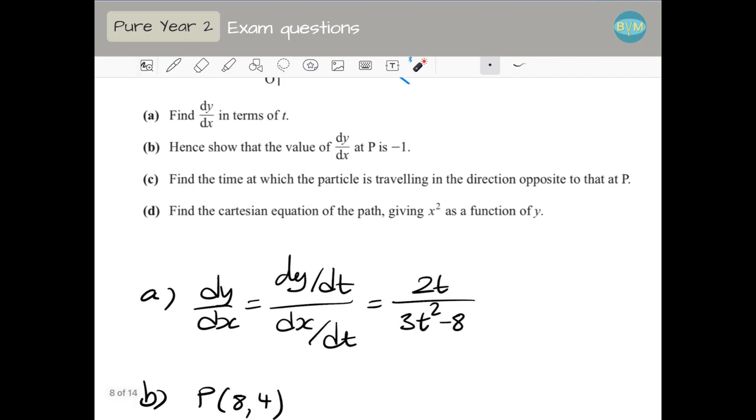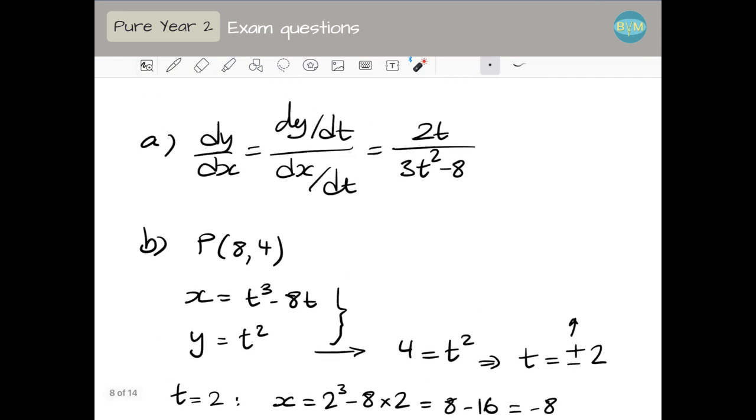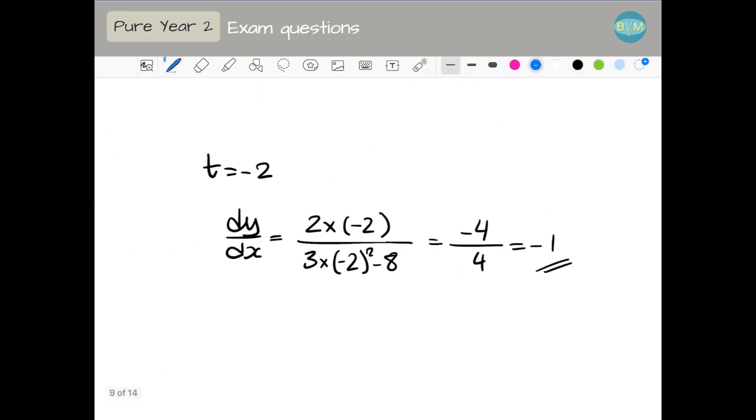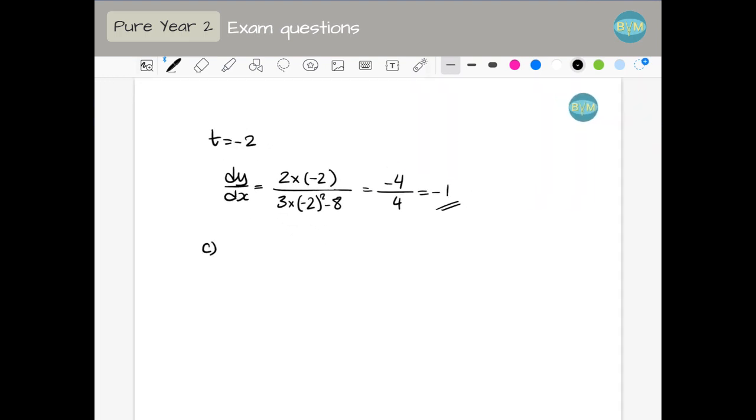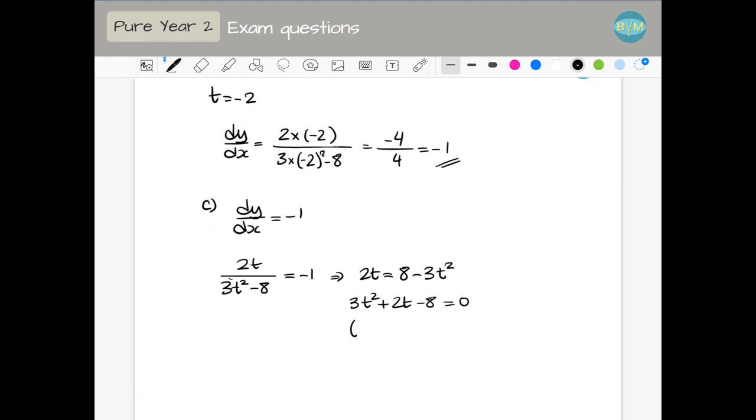So we are going to make the derivative equal to minus 1 again. That happens when t is minus 2 and when t is something else. That something else is the time that we are looking for. So 2t divided by 3t squared minus 8 equals minus 1, which means 2t is 8 minus 3t squared. If I reorganize, I have 3t squared plus 2t minus 8 equals 0. When we factorize this expression, we have (3t minus 4)(t plus 2).